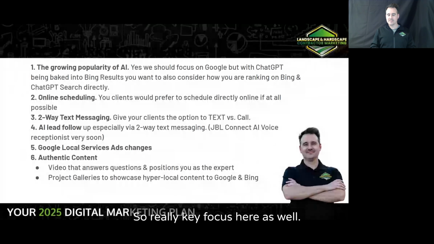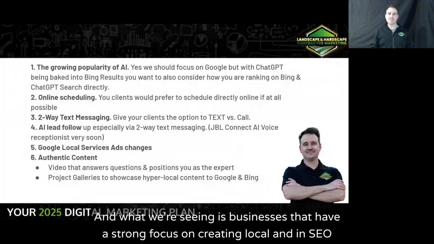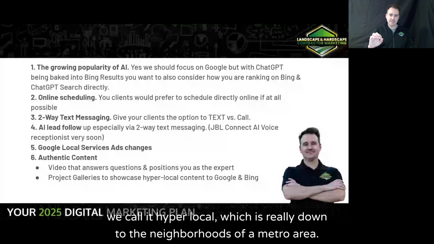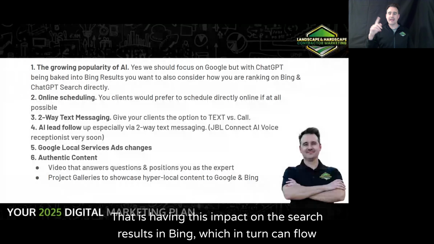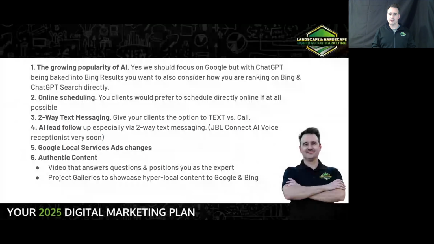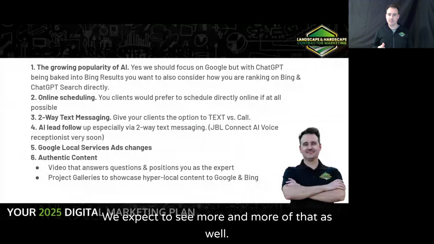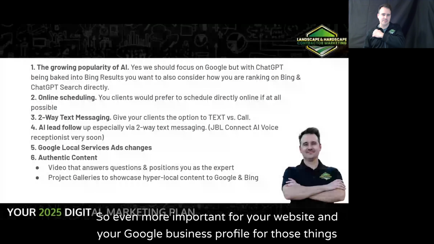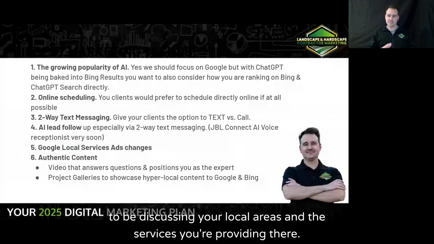So a really key focus here, and what we're seeing, is businesses that have a strong focus on creating local content, and in SEO we call it hyper local, which is really down to the neighborhoods of a metro area, are having this impact on the search results in Bing, which in turn can flow through into ChatGPT. So we expect to see more and more of that. Even more important for your website and your Google business profile to be discussing your local areas and the services you're providing there.